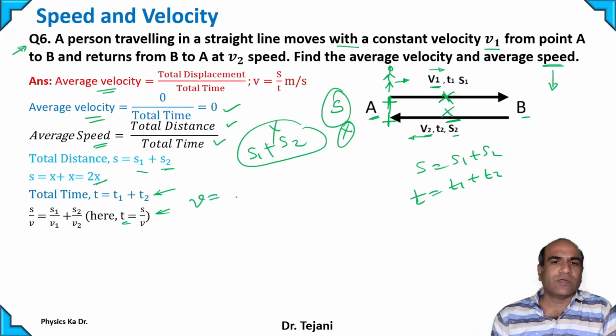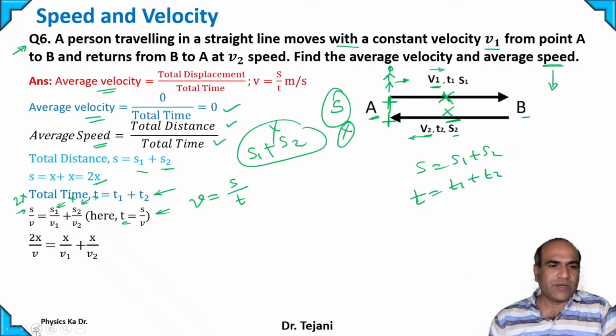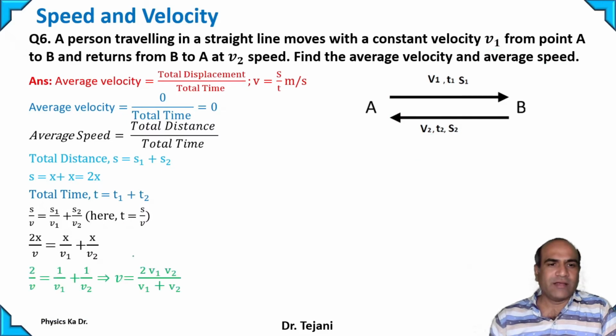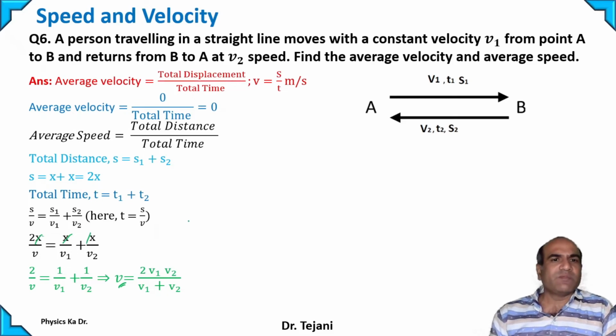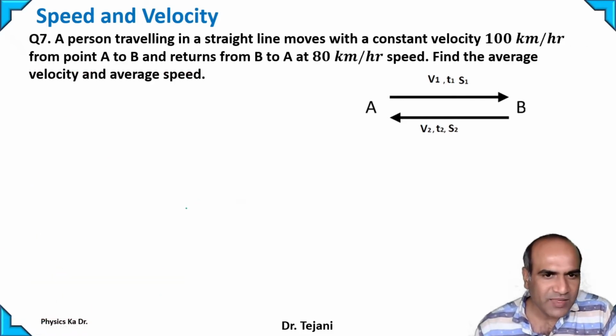v is equal to distance divided by time. So we can change this. Put this value here. Do we have total distance as 2x? Yes, 2x. S1 is x, S2 is x. Put this value here, and this is the solution. x is cancelled out. This is very similar to the previous example we have taken, right? The similar example is there.